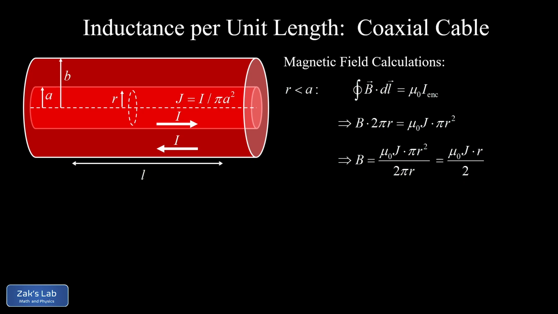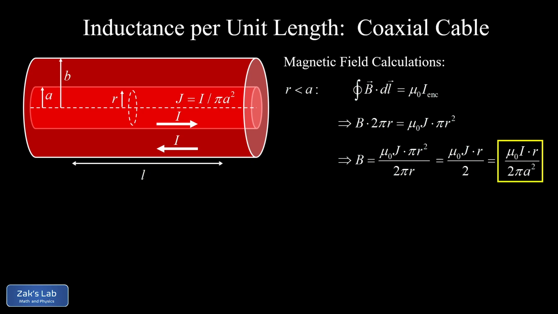That's mu naught J times r over 2. But we really want to express this in terms of the total current flowing in that conductor. So remember, J is I over pi a squared. So we make that replacement and we arrive at our final formula for the magnetic field inside the central conductor. That's mu naught I times r over 2 pi a squared. So note here that magnetic field is linearly increasing from the center out.